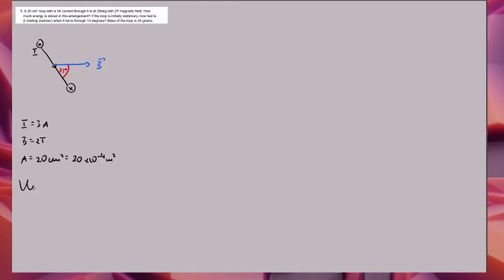And the unknown, let's state the unknown. The unknown is the energy. How much energy is stored in this arrangement? So potential energy at this instant, what is that? If the loop is initially stationary, how fast is it rotating when it turns through 10 degrees? So we'll come back to the second part of it. We have the mass of the loop, so I guess we'll add that here. Mass of the loop is 20 grams.